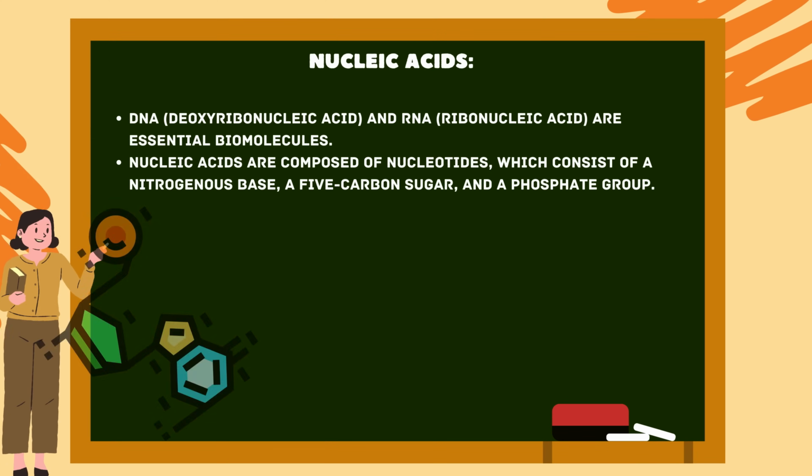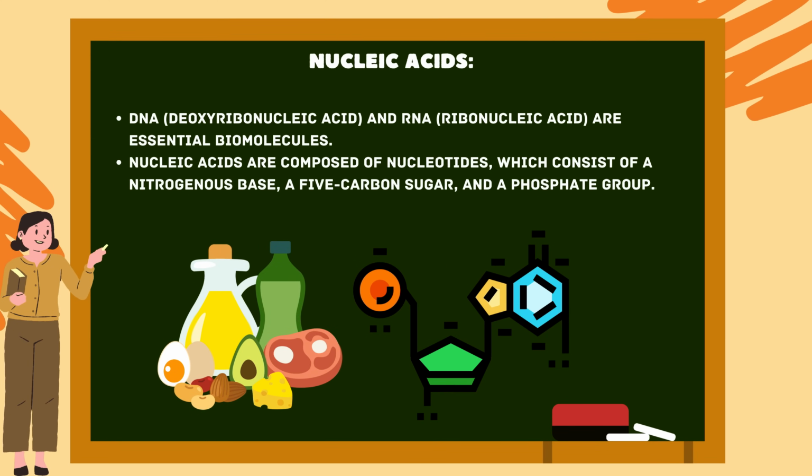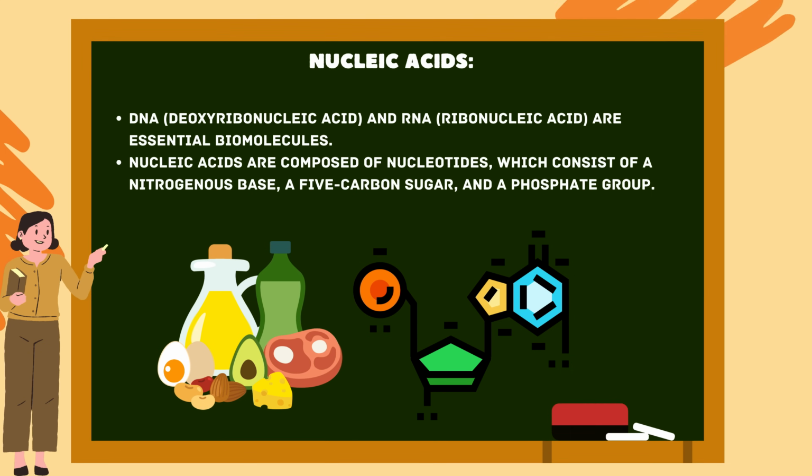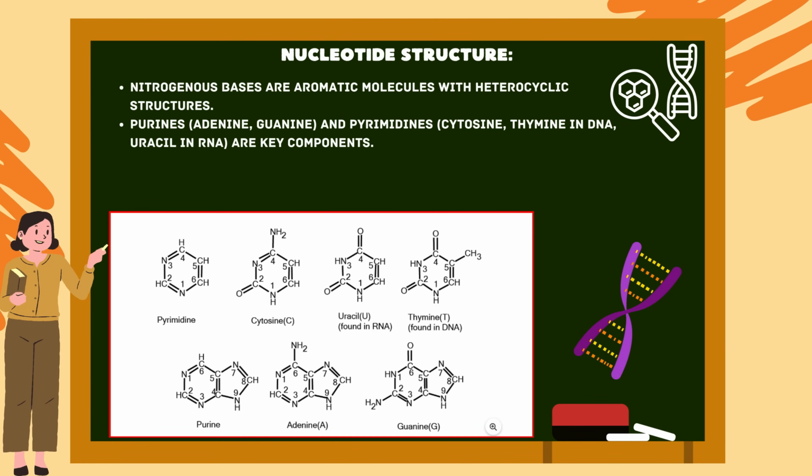Next is nucleic acids. DNA, deoxyribonucleic acid, and RNA, ribonucleic acid, are essential biomolecules. Nucleic acids are composed of nucleotides, which consist of a nitrogenous base, a 5-carbon sugar, and a phosphate group. Nucleotide structure. Nitrogenous bases are aromatic molecules with heterocyclic structures. Purines, adenine, guanine, and pyrimidines, cytosine, thymine in DNA, uracil in RNA are key components.